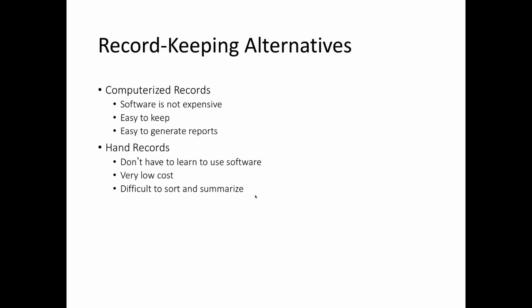The other obviously is hand-kept records. You don't have to learn software. It's cheap. But the problem is when you want to sort and summarize these, you have to do them by hand, individually, and there's a great opportunity for error and wrong information. So computerized systems are much more accurate and easier to use.